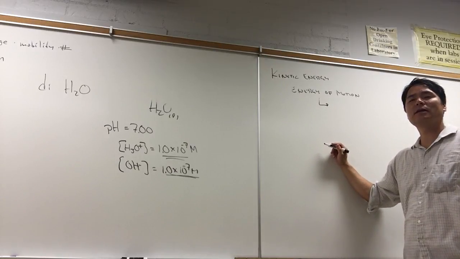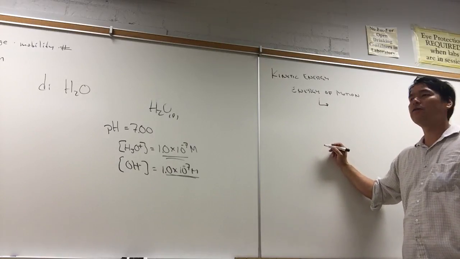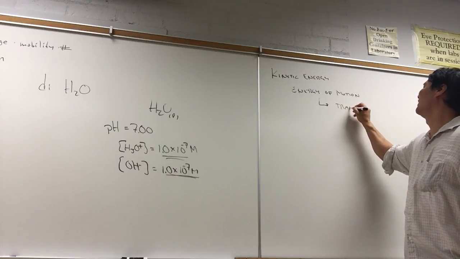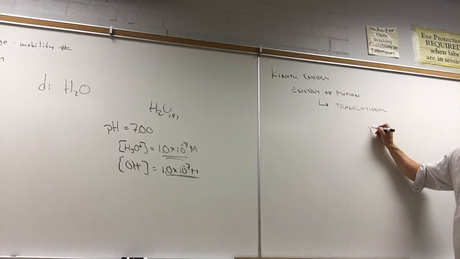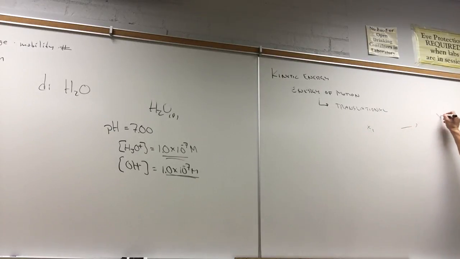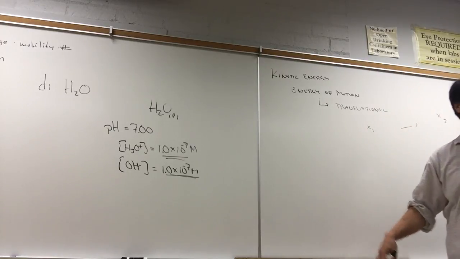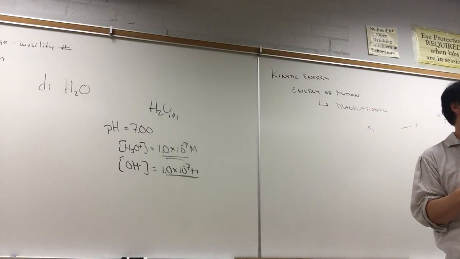Well, it turns out there are 3 types of motions. The first type is called translational motion. Translational motion is just going from point x1 to point x2 somewhere, or y2. It doesn't matter, in 3-dimensional space.